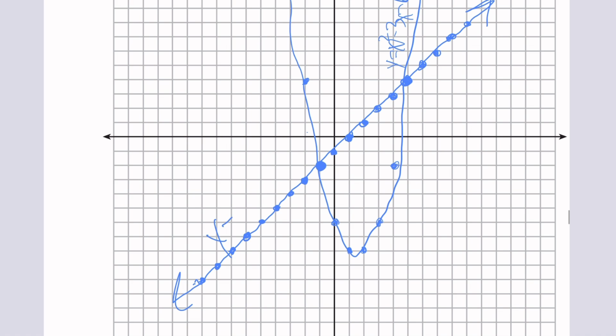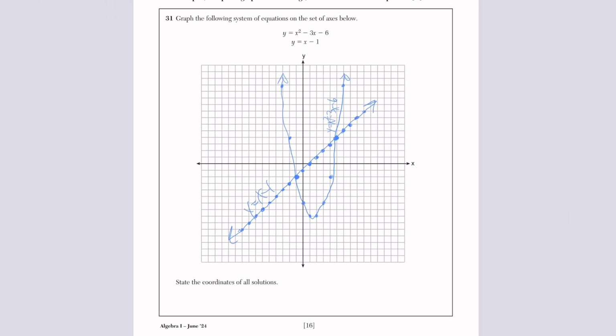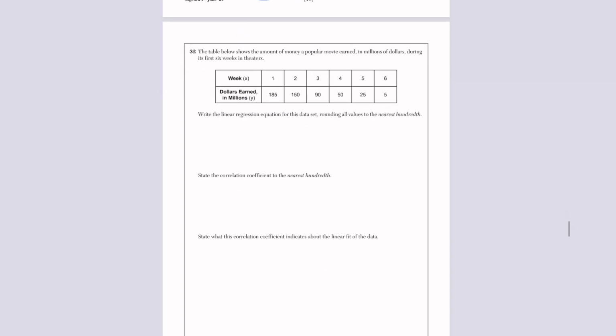Okay, and then this is y is equal to x minus 1. So now state the coordinates of all solutions. Solutions means where do they intersect? They intersect right here and right here, so that's going to be these 2 points. And these 2 points are, in fact, -1, -2, and 5, 4. And that's it. That's your part 3 question number 1.